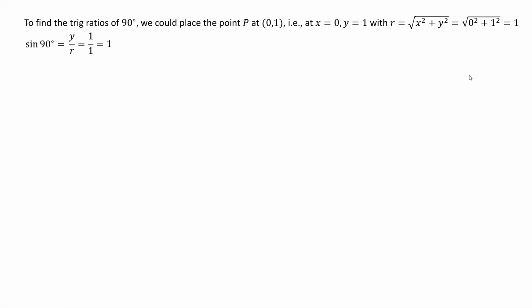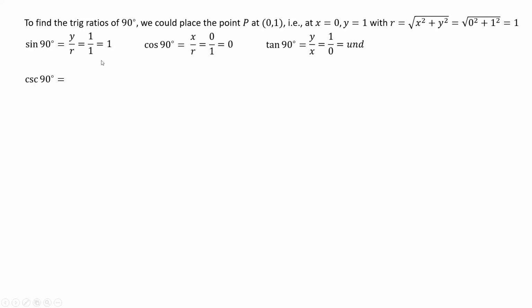Sine 90 degrees is y over r, and that is 1 over 1, which is 1. Cosine 90 degrees, cosine theta, is x over r, and that's going to be 0. Tangent of 90 degrees, tangent is y over x. Y is 1 and x is 0. Ooh, 1 over 0. Undefined.